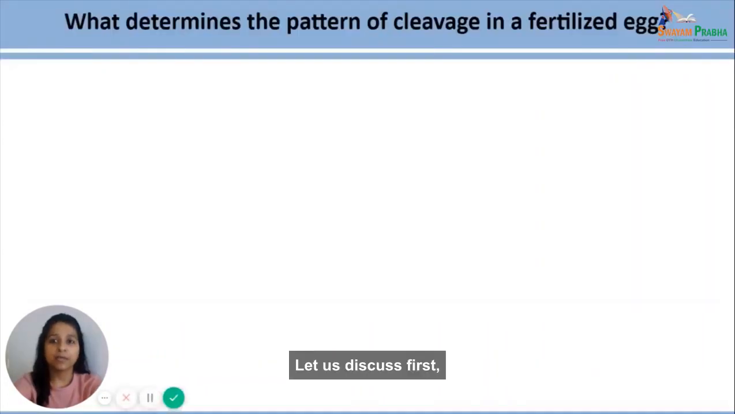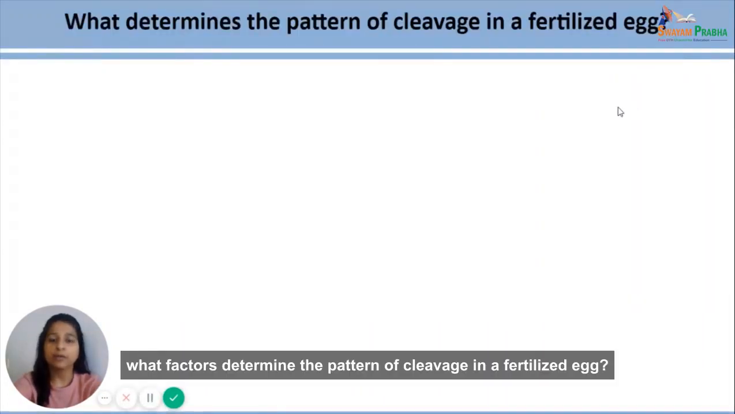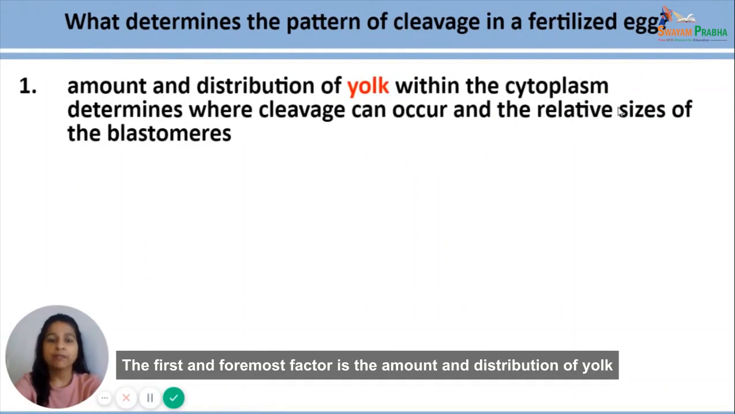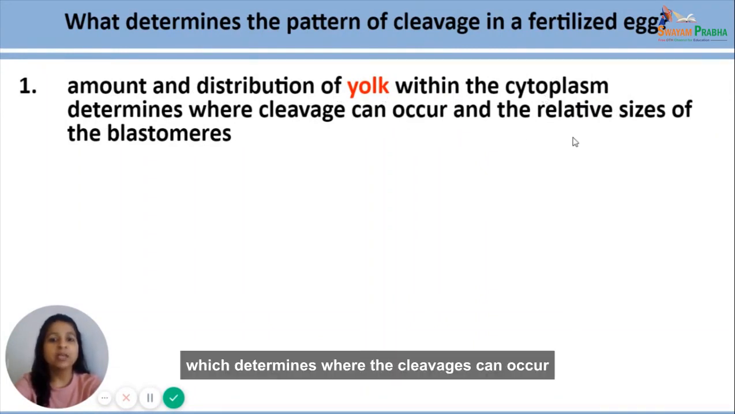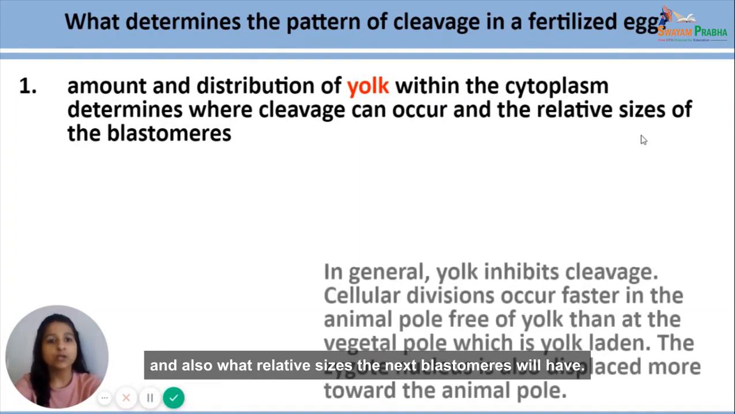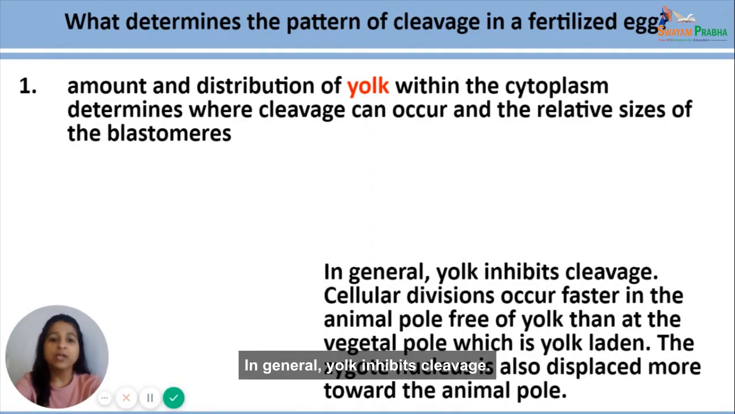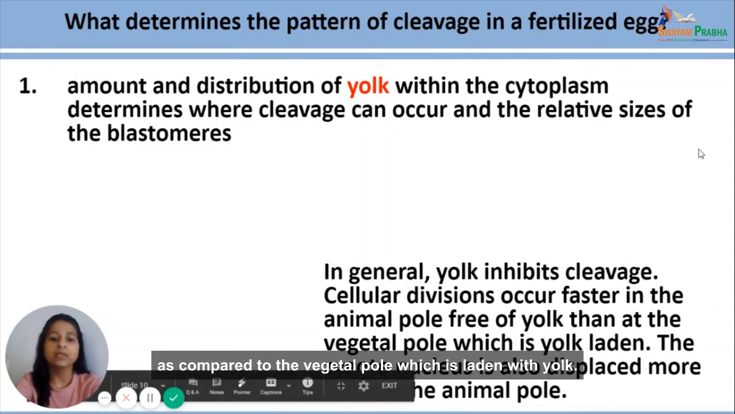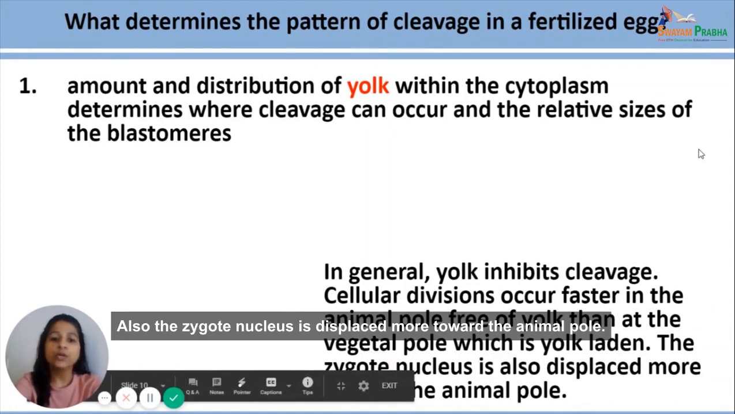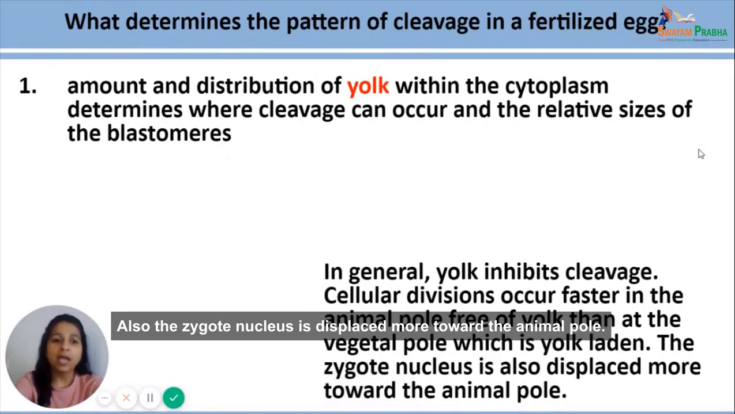Let us discuss first what factors determine the pattern of cleavage in a fertilized egg. The first and foremost factor is the amount and distribution of yolk present in the egg cytoplasm, which determines where the cleavages can occur and also what relative sizes the next blastomeres will have. In general, yolk inhibits cleavage. Cellular divisions occur faster in the animal pole, which is relatively free of yolk, as compared to the vegetal pole, which is laden with yolk. Also, the zygote nucleus is displaced more toward the animal pole.